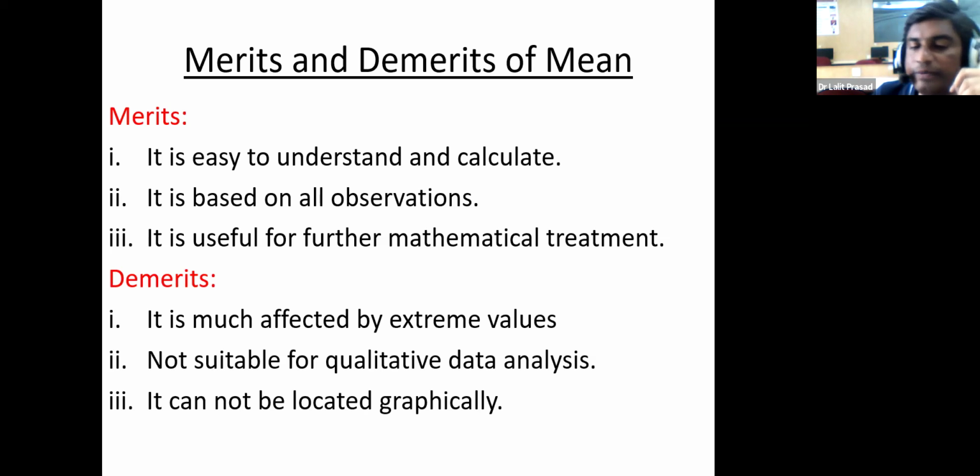And then it cannot be located graphically. You cannot find the mean from a graph. You have to use the formula to calculate it.